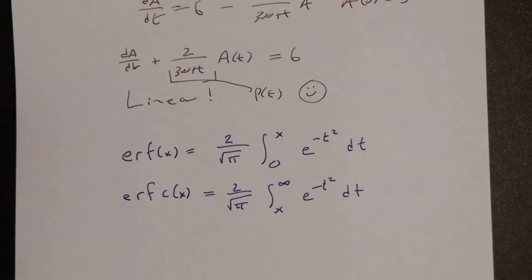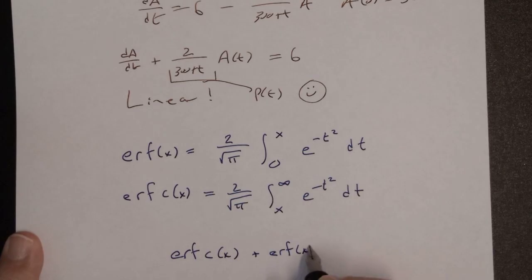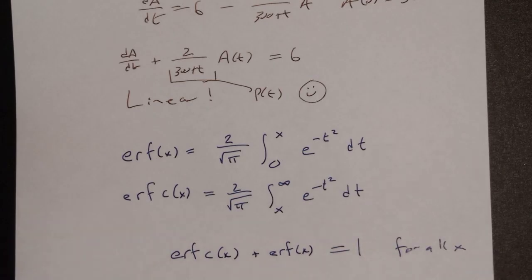These show up in probability and stats like there's no tomorrow. Why? Because they satisfy a relationship that looks a whole lot like a probability distribution function. Total area under this curve is 1.